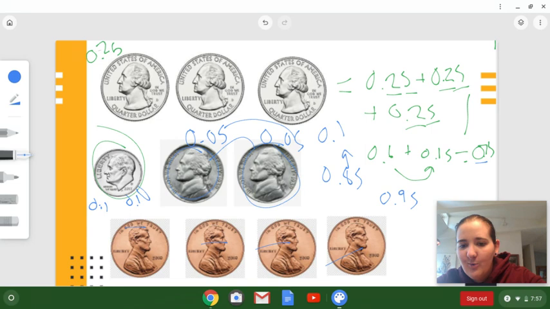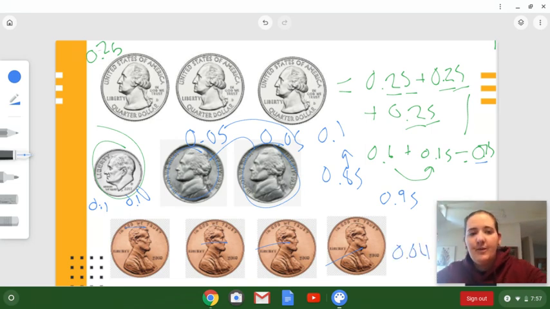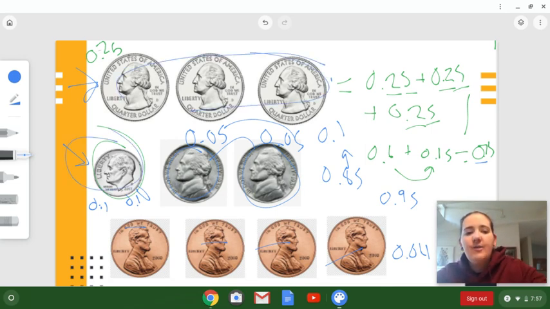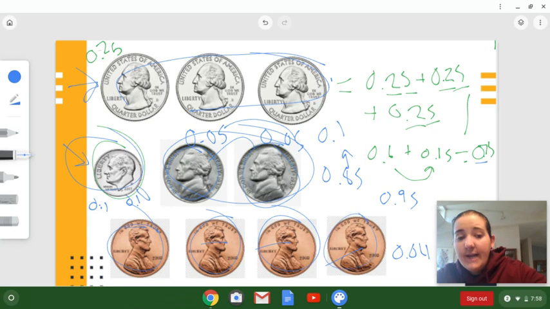I know pennies are only worth 1 cent, so I have 4 hundredths. So I've got my quarters, which are 75 hundredths. I got a dime, which is 1/10 or 10 hundredths. And I got 2 nickels, which are each worth 5 hundredths, so I got another tenth there. And then I got 4 pennies, so I got 4 hundredths. So let's see. I got 75 hundredths, 85 hundredths, 95 hundredths, 96, 97, 98, 99 hundredths.